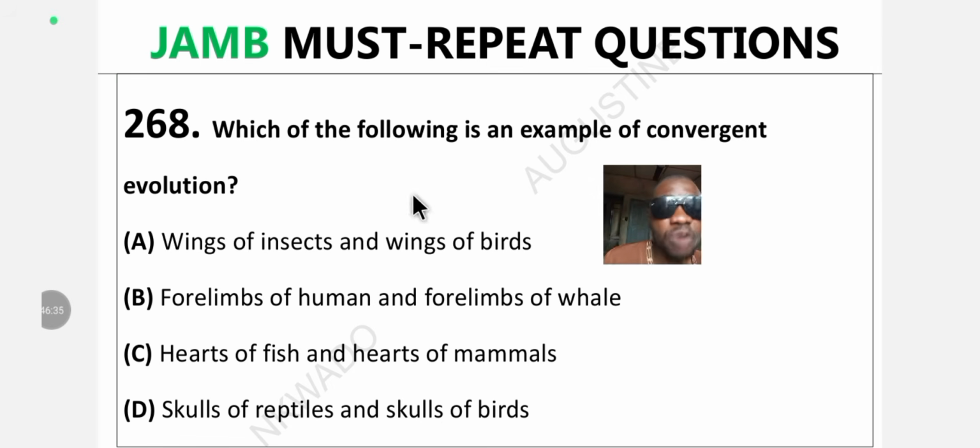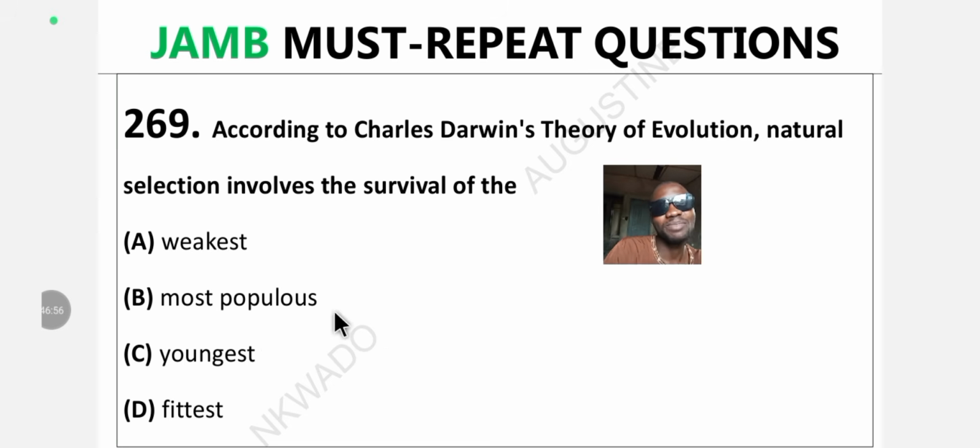If you know the definition of convergent evolution, you should know the correct option to pick. Which one is the same and which one is different? That's what you have to know here: the one that's supposed to be the same and the one that's supposed to be different. Pick the correct option.